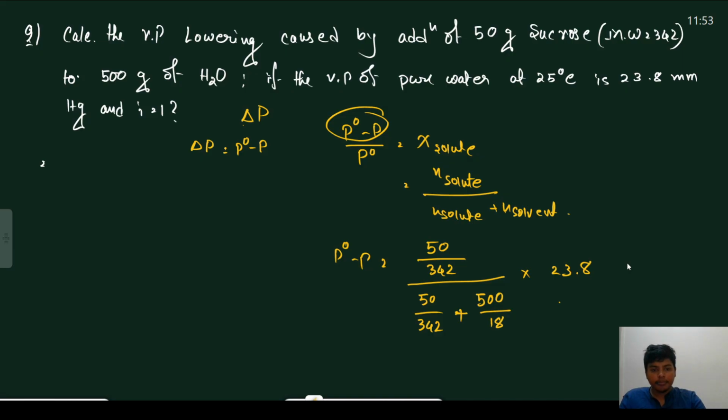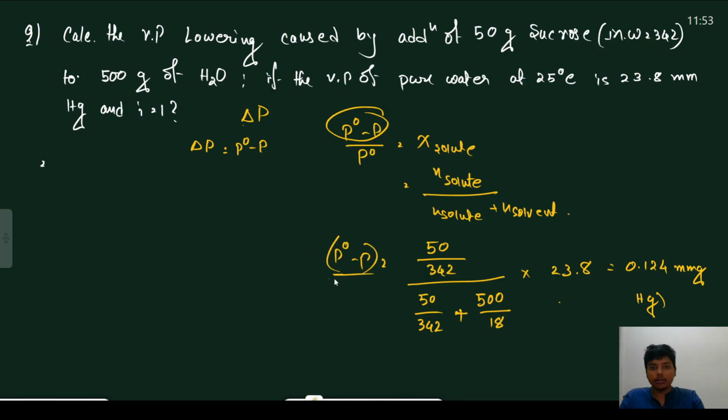How much are you getting? Approximately 0.9. Sir, 23.6, 23.7. If you calculate all of them, you will get a value of around 0.124. Okay, 0.124 millimeter Hg. Clear?